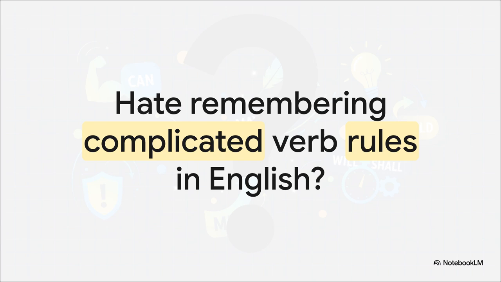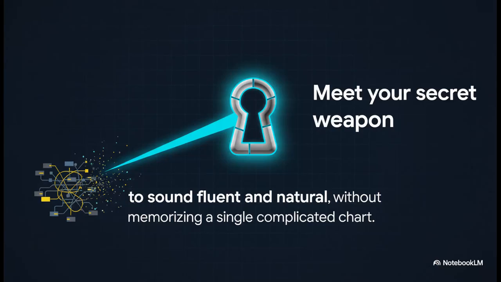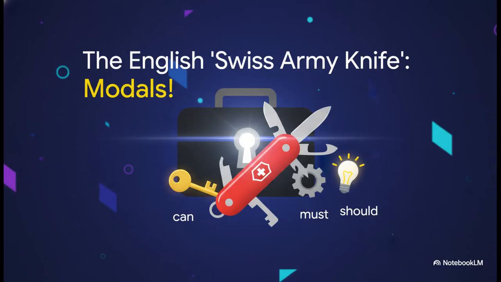You learn one verb and suddenly it feels like there are a dozen different versions of it for every situation. It can feel kind of impossible. But today, that confusion stops. I'm going to let you in on a little secret. A secret weapon, really, that helps so many people sound super fluent and natural without needing to memorize a single complicated grammar chart. And what is this amazing secret weapon?